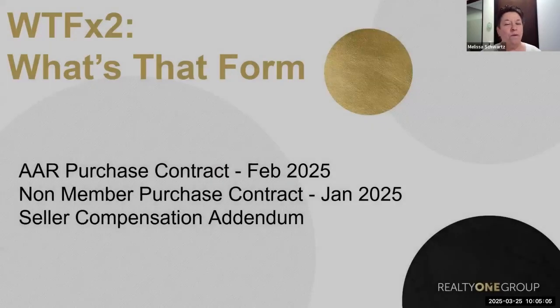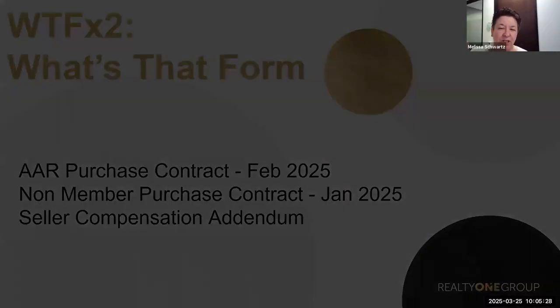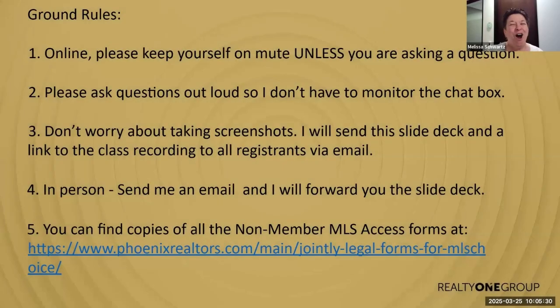So again, the forms today I'm going to specifically talk about are the AAR purchase contract, the February 2025. Actually, I think that is actually a 2024 version. I don't think that actually changed. Non-member purchase contract is actually December of 2024. I saw later, and then the seller compensation addendum. Maybe I'll change that slide tonight. So there you go. All right.